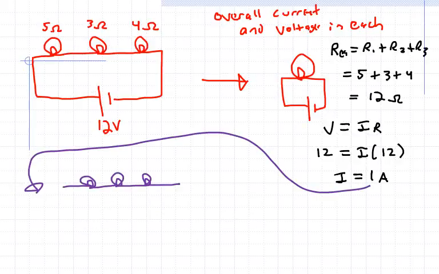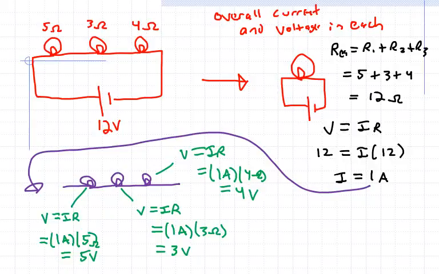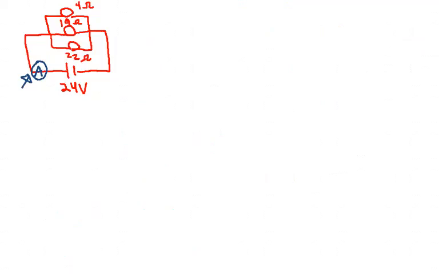All right, so you should get 1 amp, and then 5 volts for the first one, 3 volts for the middle one, and then 4 volts for the last one as the current passes through, and the current's the same in each. Let's go ahead and try this one here.